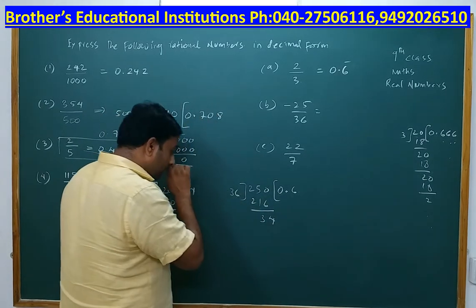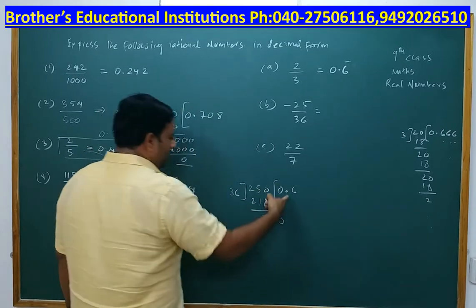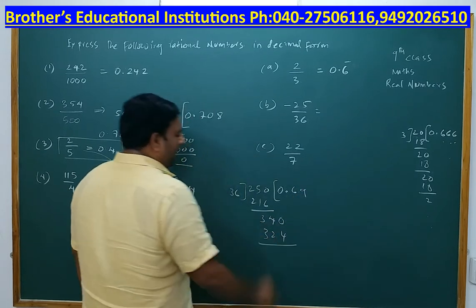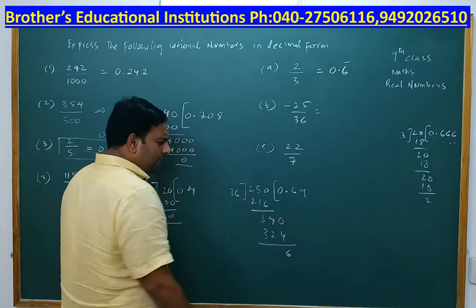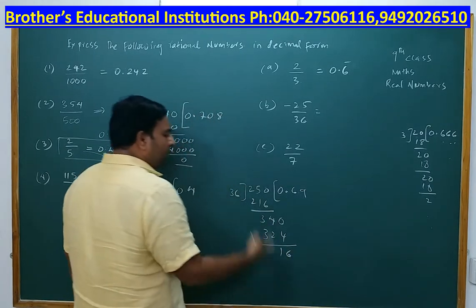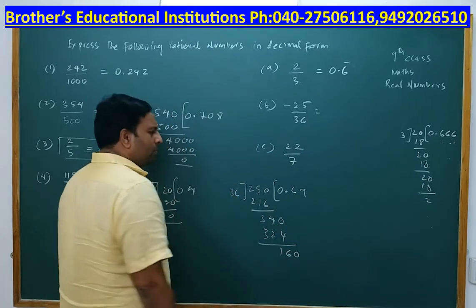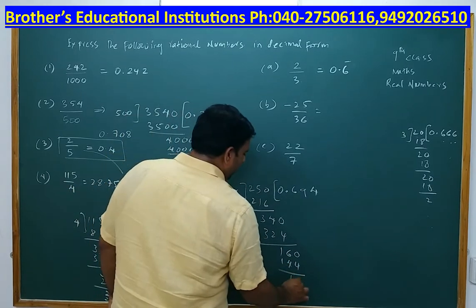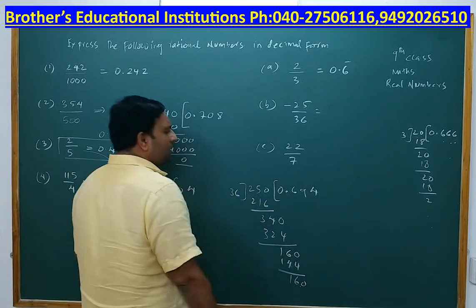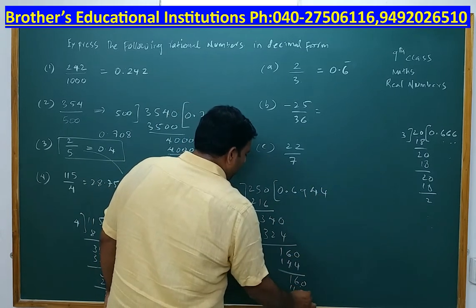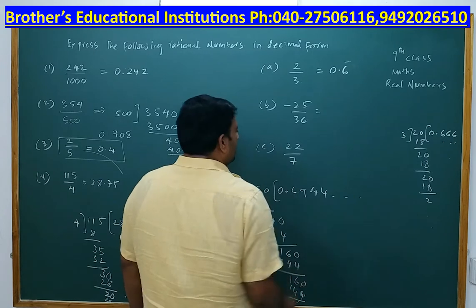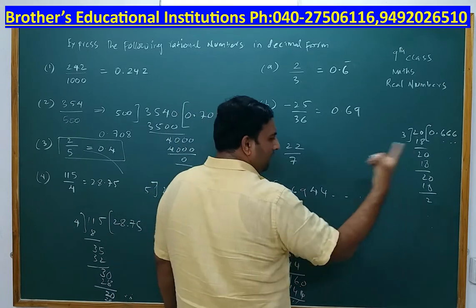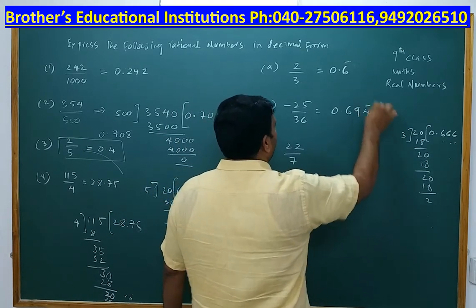Can you divide? No, not possible. I will have to put 0. Since point is here, I can take 0. Now 36 9s are 324. And once again I will get 6 as the remainder, followed by 16 with a 0. Can you divide? No, not possible. So introduce 0 because point is already there. 36 4s are 144. Now the remainder is 16. And again you will put 0. 36 4s are 144, and every time you will see this being repeated. So for this the answer is 0.69, and since 4 is repeating infinite number of times, I will put a bar for this.